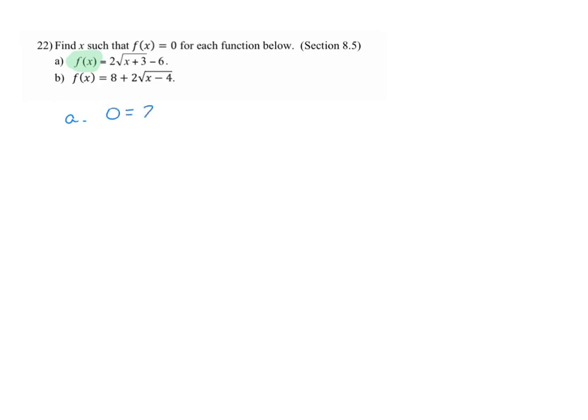equals 2 square root of x minus 3 minus 6. So in order to solve this, we're going to isolate our radical. I want to add 6 to both sides. And I want to divide by 2.